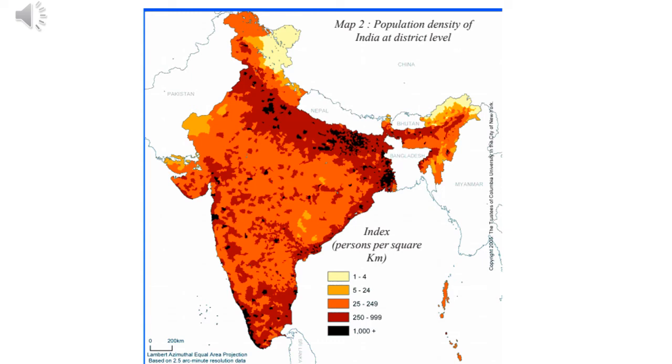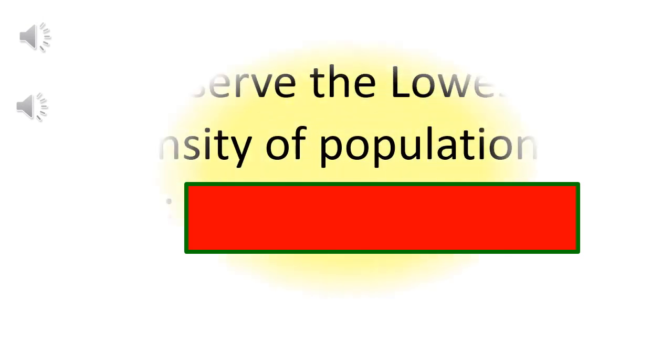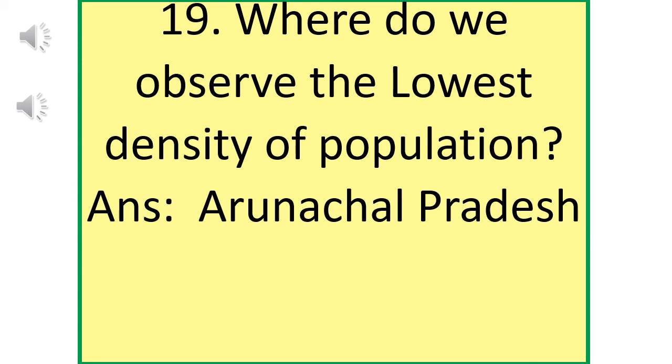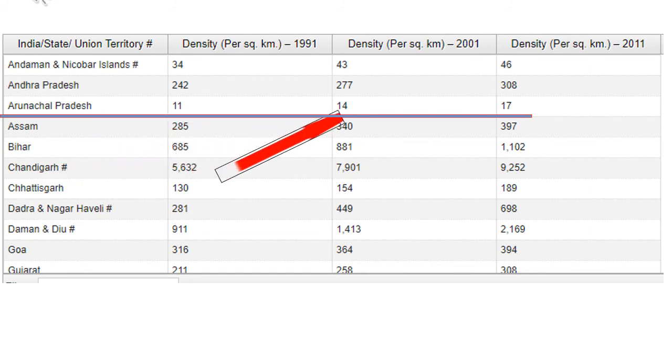Population density of India at district level. Where do we observe the lowest density of population? Arunachal Pradesh. Arunachal Pradesh, density of population underlined and the arrow is pointed out.